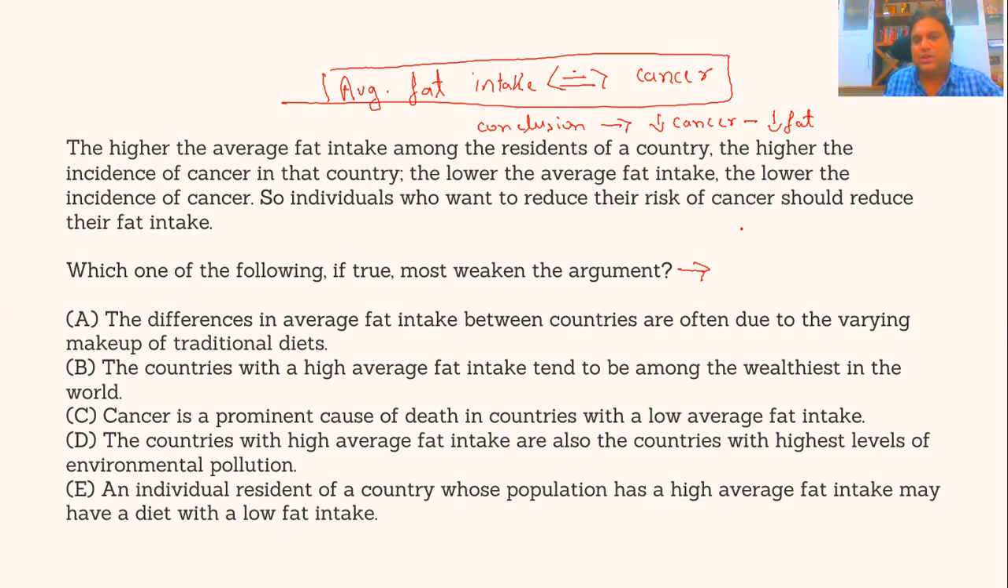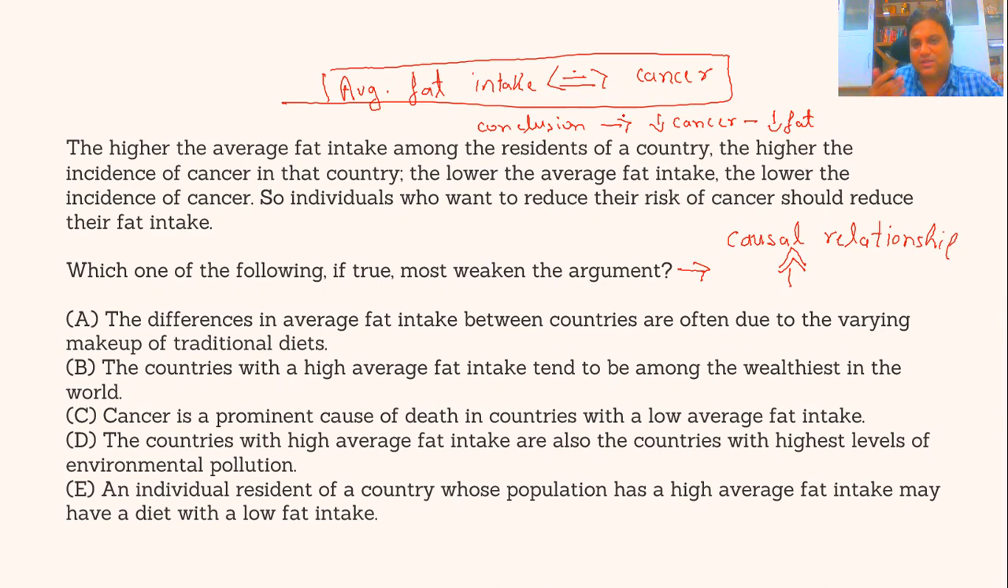Now how to attempt this question? Please understand, in weakening the argument type of question, this is one common type of question when there is a causal relationship given. Causal relationship is given here. So here there is a relationship between average fat intake and cancer. That is, if average fat intake is higher, the incidence of cancer is higher in a country. So there is a causal relationship given. Now when you have to weaken it, attack the causal relationship. That is important.